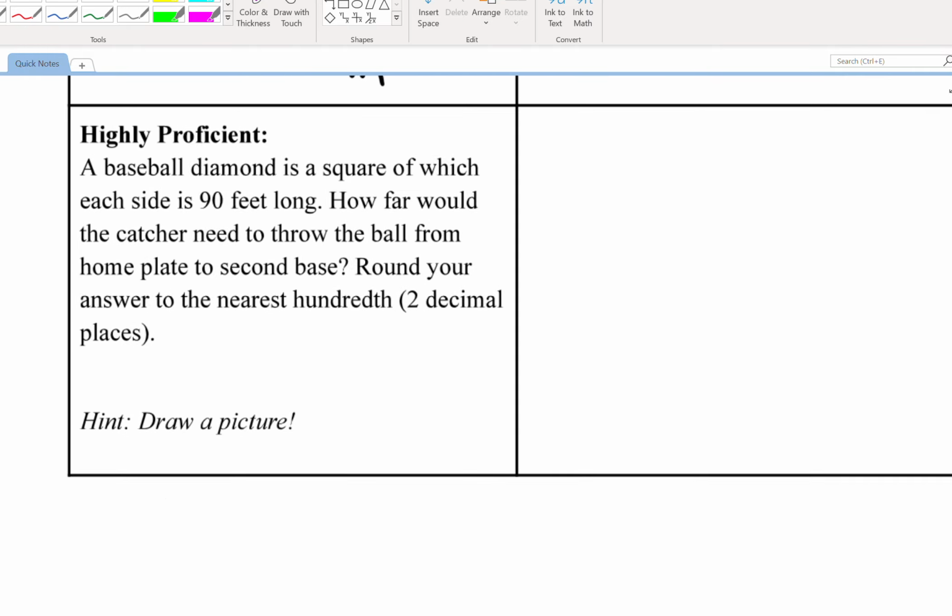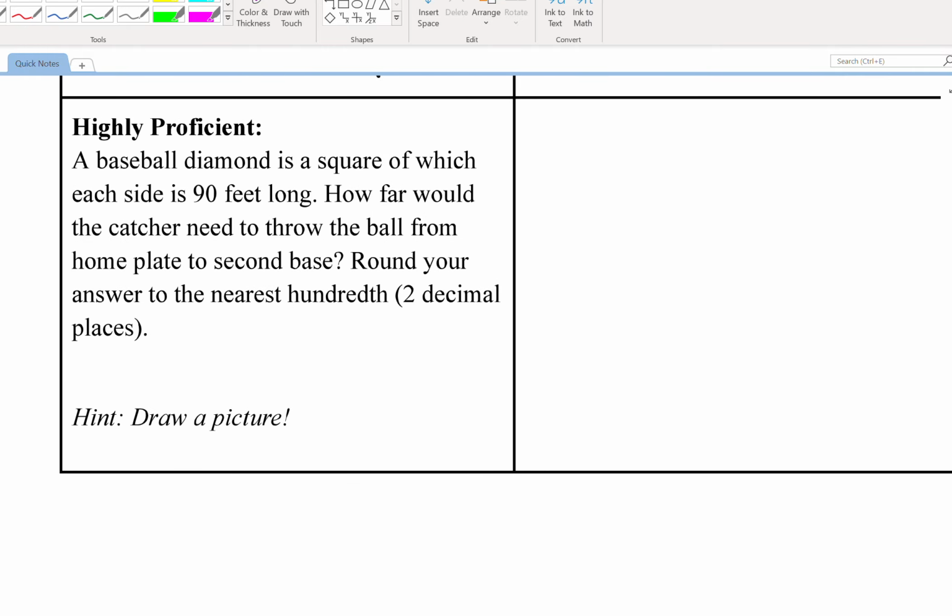Welcome. This is the Pythagorean theorem. You recall that the Pythagorean theorem is a squared plus b squared equals c squared, where a and b are legs, the two sides that make up the right angle, and c is the hypotenuse, which I'll just abbreviate there.